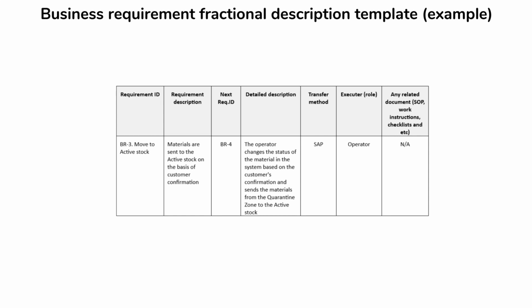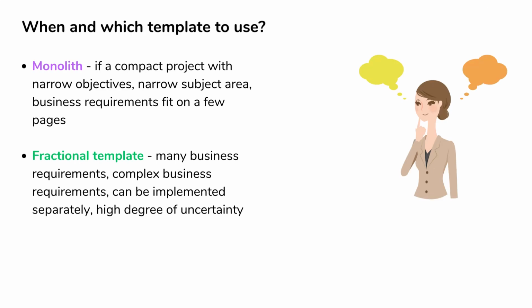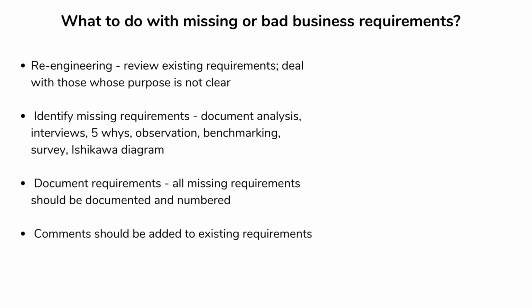in this requirement. When and which template to use? Monolith: if it is a compact product with narrow objectives, a narrow subject area, and the business requirements fit on a few pages. And the fractional template: when there are many business requirements, complex business requirements that can be implemented separately, and we have a high degree of uncertainty. What to do with a missing or a bad business requirement? Re-engineering: identify missing requirements, document the requirements, and add comments to existing requirements.